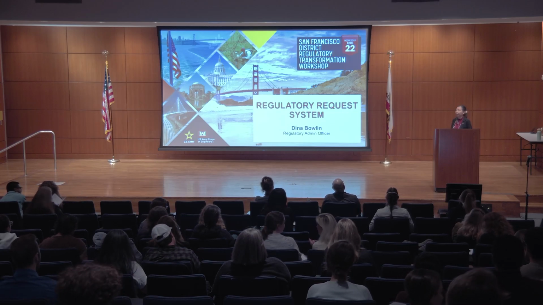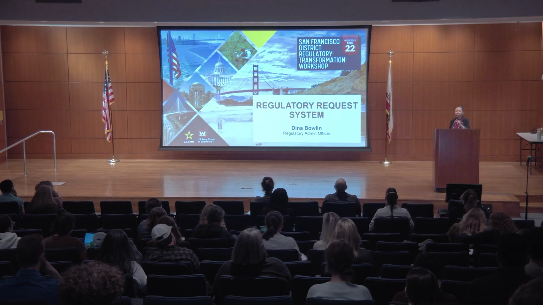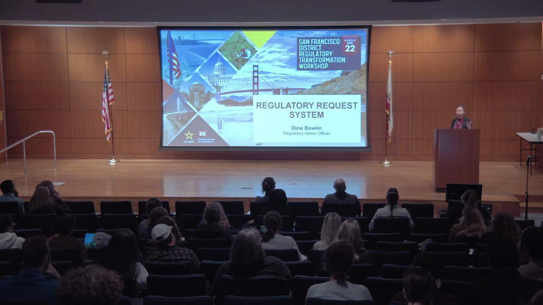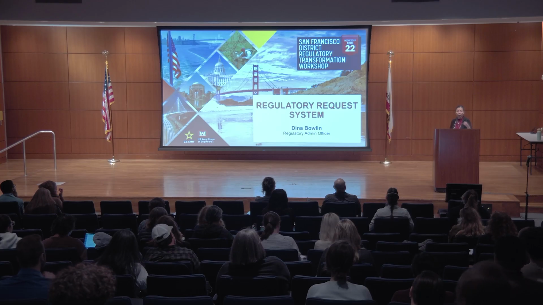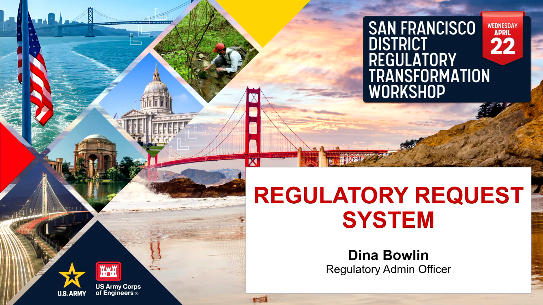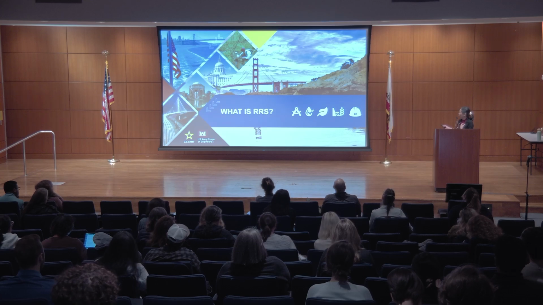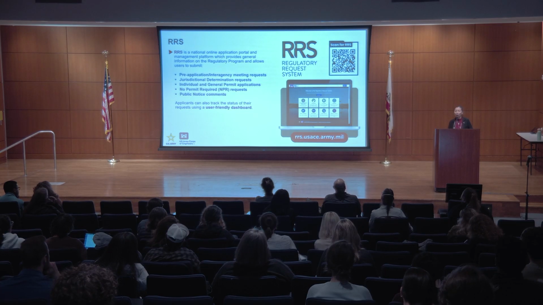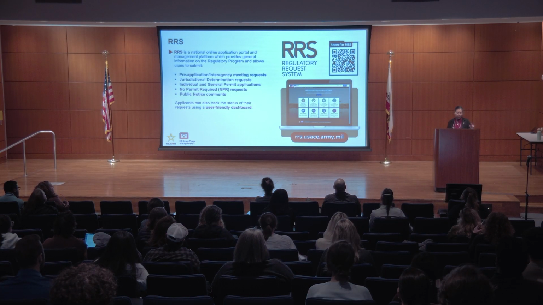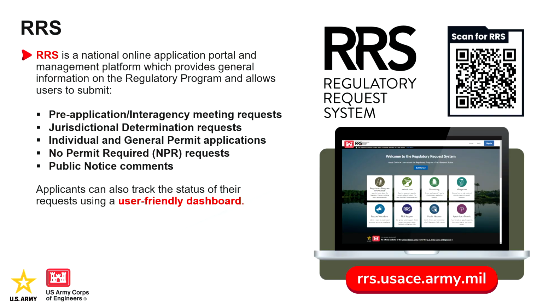My name is Dina Bolin, and let's get right to it. So we've covered a lot of information on types of permits, permit review, and emergency permitting. So let's move on to the fun part. How do we get those applications in? Or better yet, what is the Corps' expected and preferred submission process? And that leads us to the Regulatory Request System, or the RRS. Not IRS, but RRS.